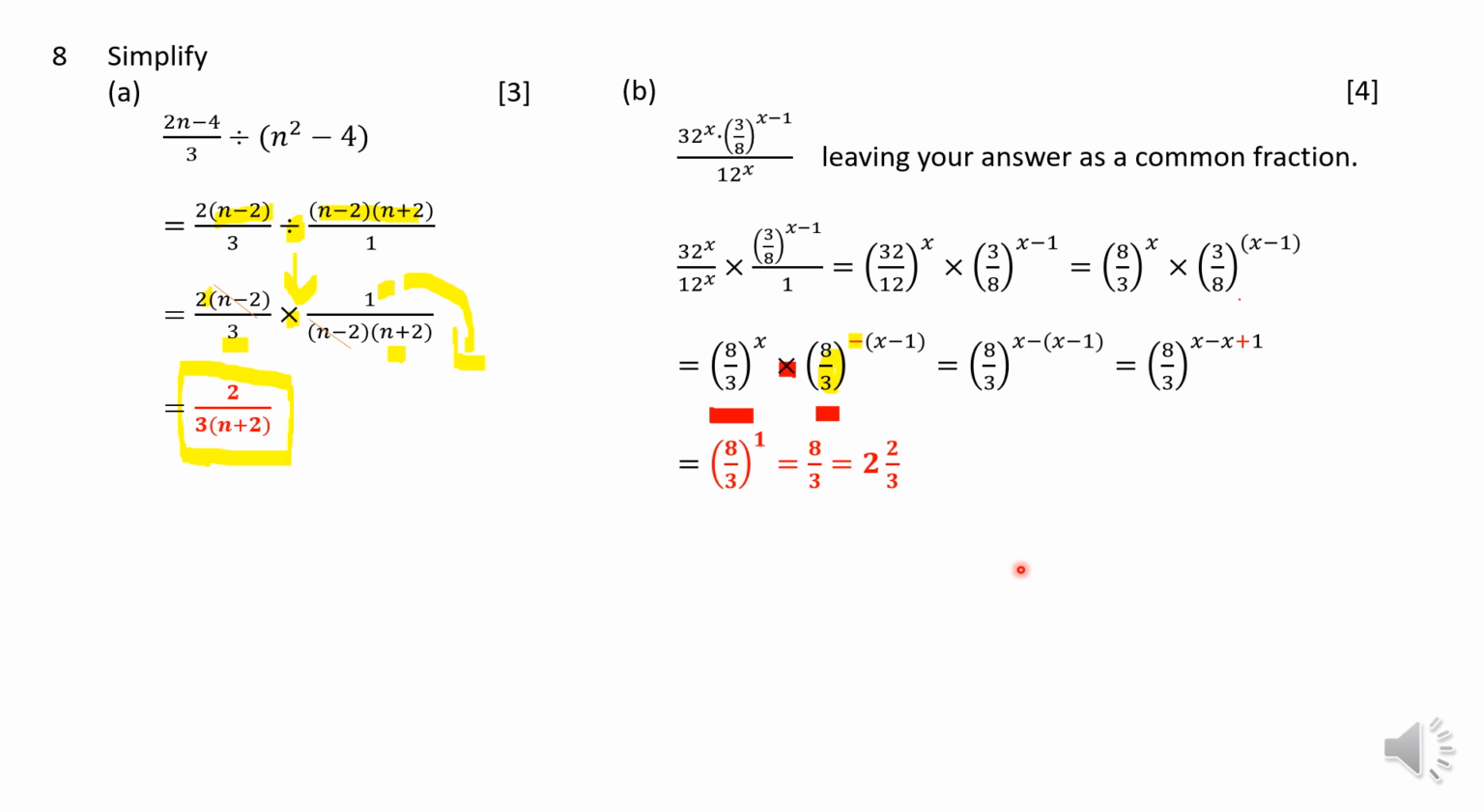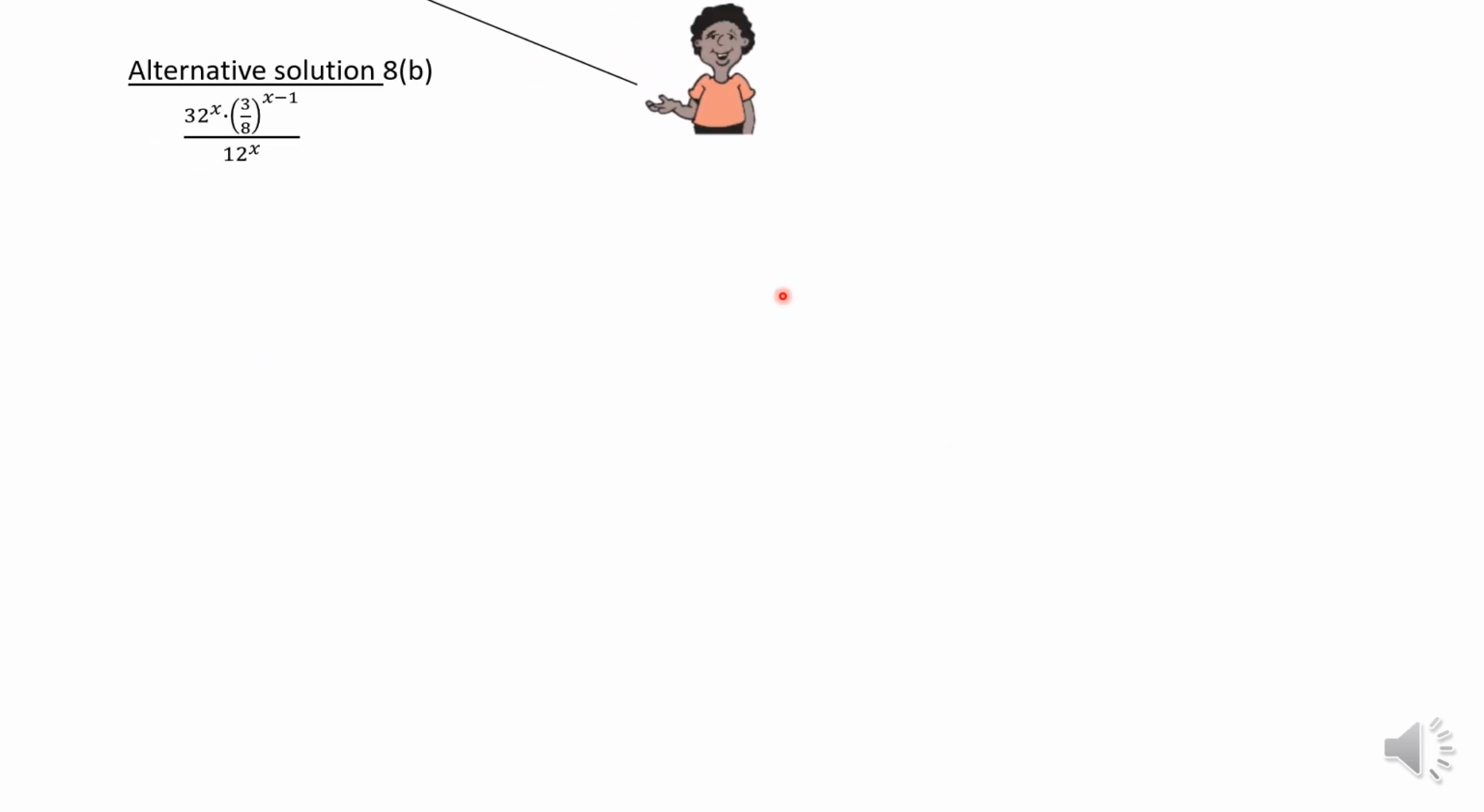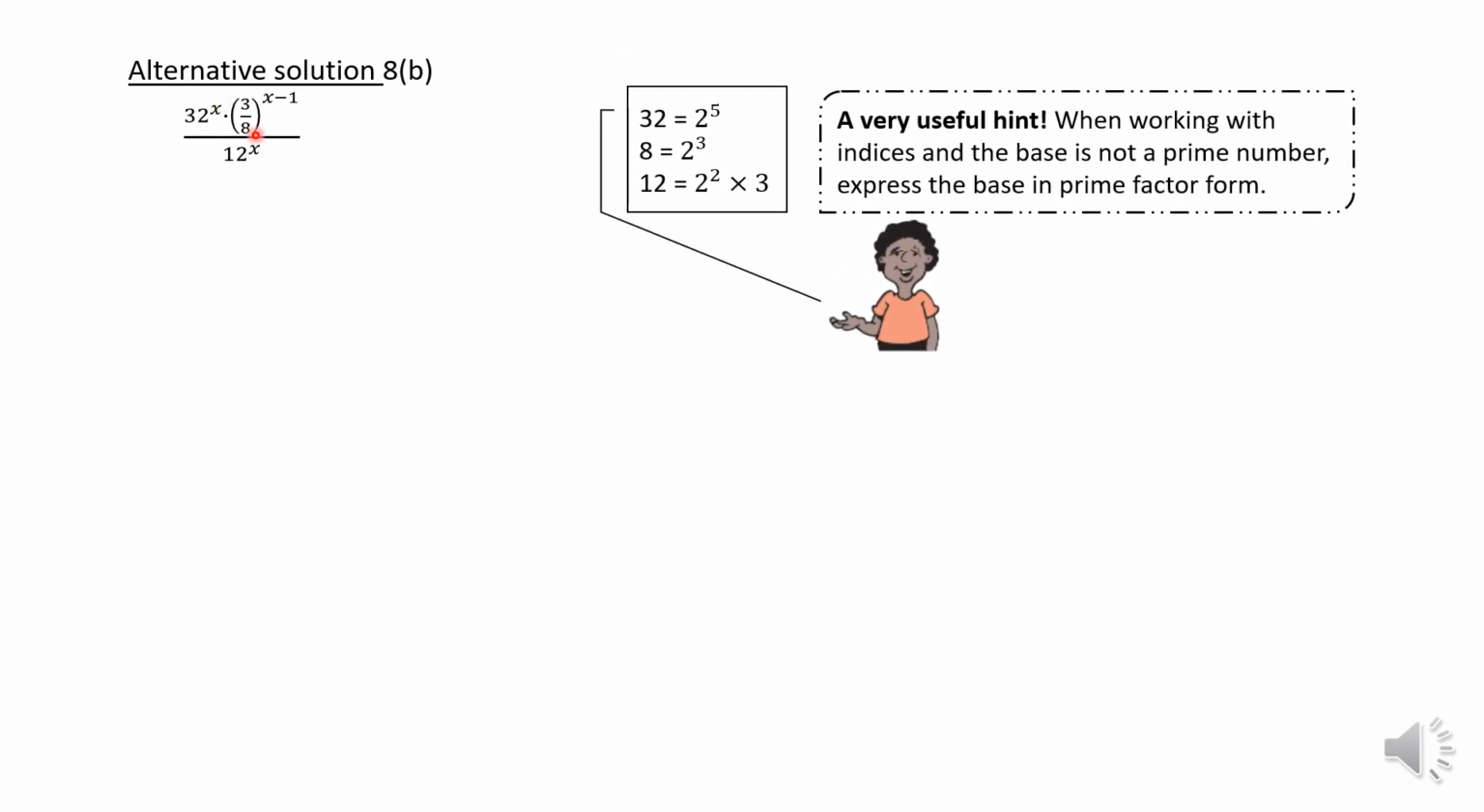Now I have done it a different way, so you can have a look at that. I put the slide up here. Now, this is perhaps what you are very commonly used to. First of all, I know there is a useful hint that when you work with indices and the bases are not prime, you can see this is 32 and this one is 8 and this one is 12. Obviously that one is a 3, it's a prime. Then it will be imperative for me to change those bases into prime factor form.